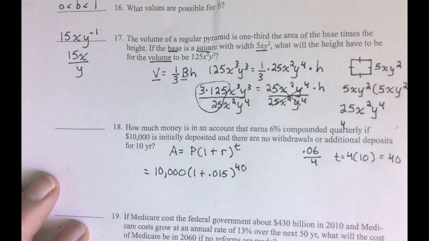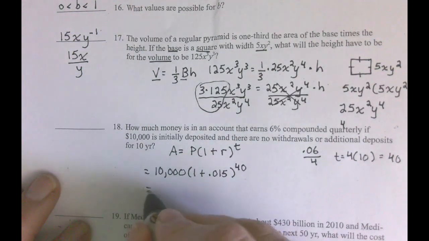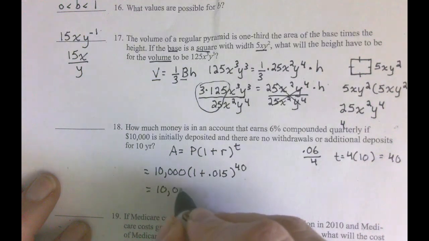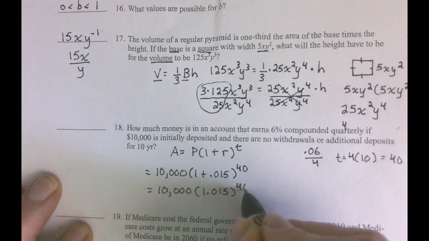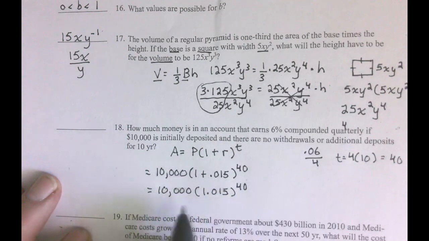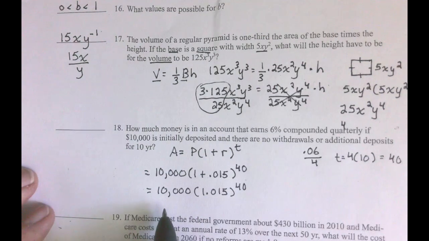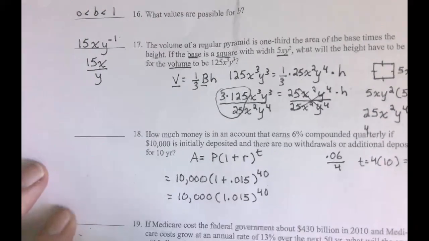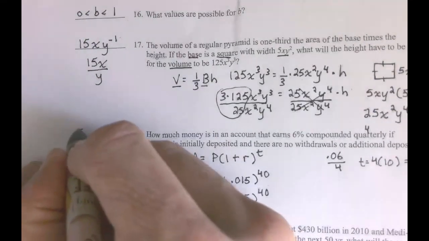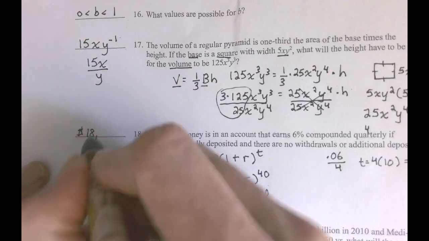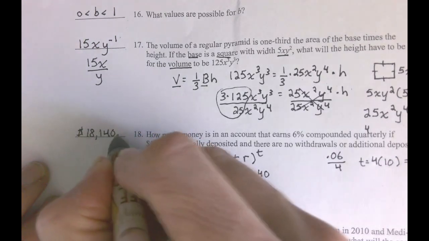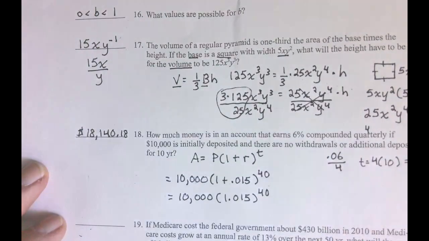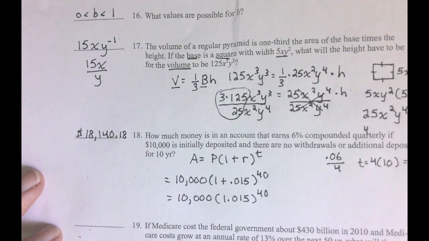And here is where you're going to need your calculator. So this equals 10,000 times 1.015 to the 40. Remember to do your exponent first and then multiply by 10,000. And if you do, what you should end up with is $18,140.18. There you go.